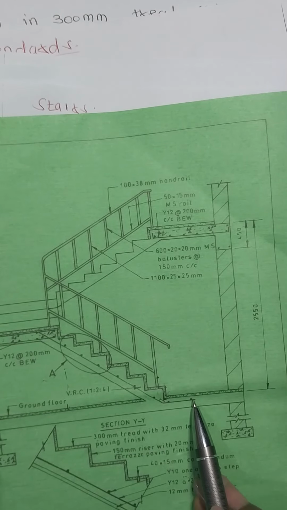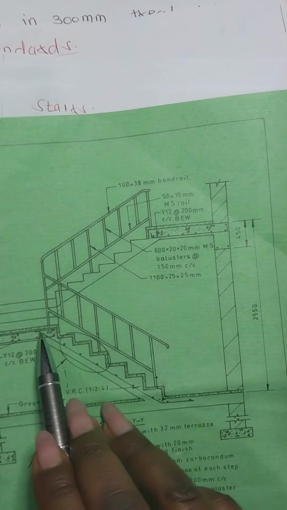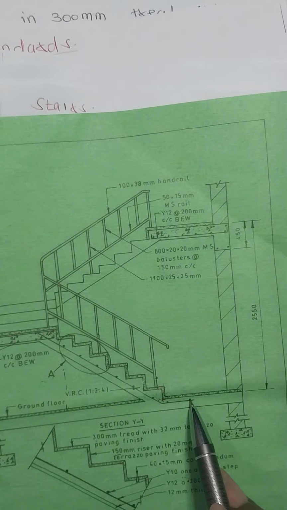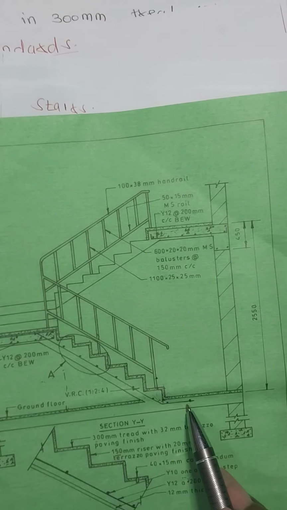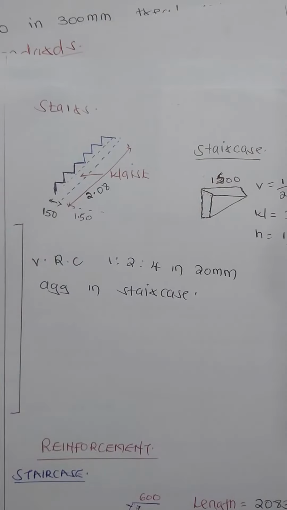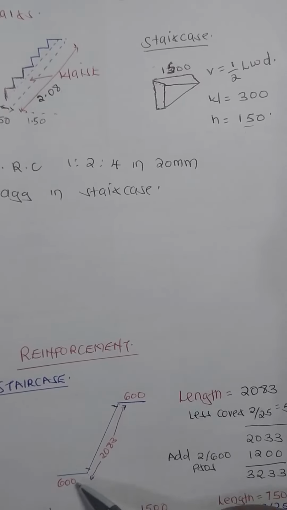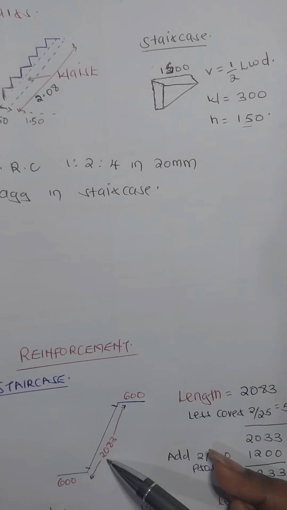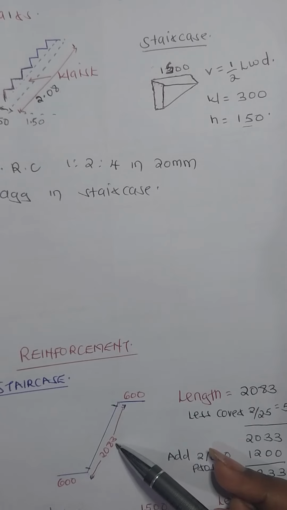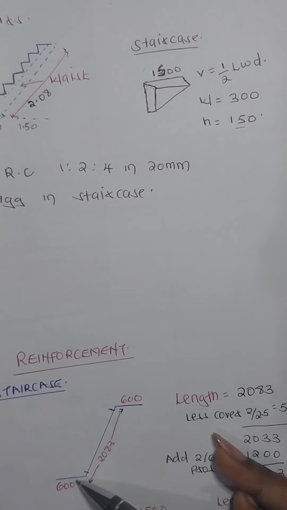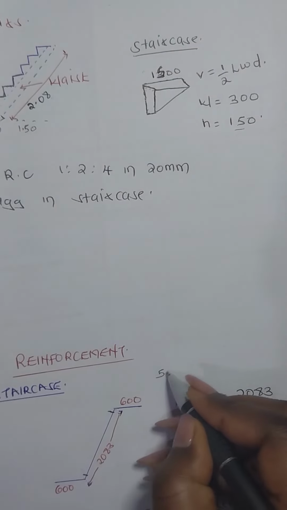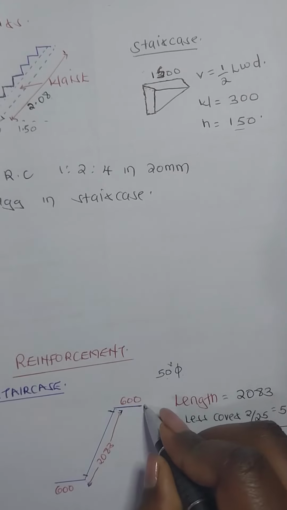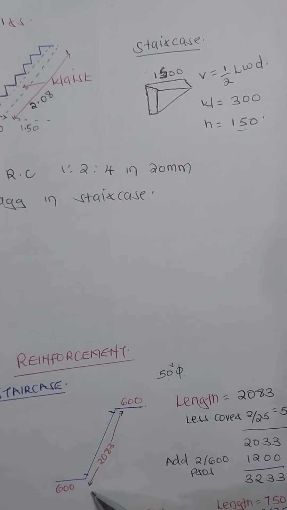the reinforcement bar starts from here up, and then it goes into the landing. So we need to find the length of that bar, and then we find how many are they. So that is how our reinforcement bar looks like. So this is the length that we had found for the string, 2083. And then for the hooks for the staircase, it's 50 times the diameter. So it's 50 times 12, which gives us 600. And then we also have 600.